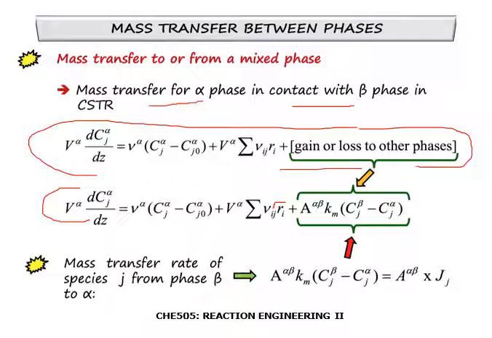Okay, so here the mass transfer rate of species J from phase beta to alpha, for example, we multiply the interfacial surface area times the mass transfer coefficient, I don't remember the symbol, times the concentration of J at beta minus the concentration of J at alpha, which is the same as this formula, in which J is something to do with the mass transfer coefficient or term. Okay.